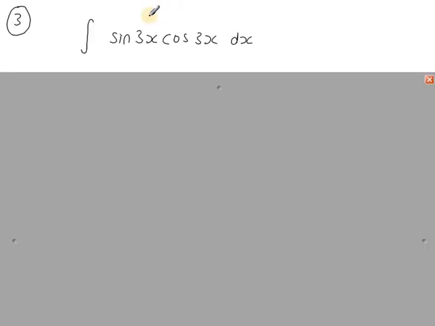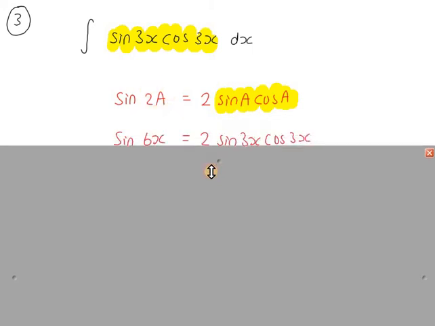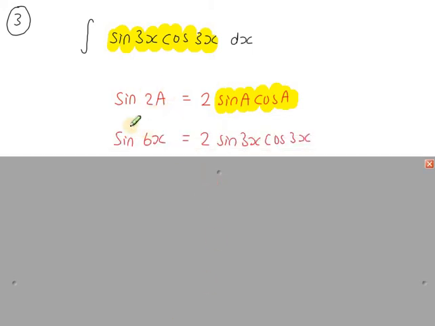Example 3. We can use a double angle formula for this one. So we know that sine 2a is 2 sine a cos a. So if we modify the angles, because what we have here is this part is actually here. So a is 3x, so 2a will be 6x, like this. And then we need to divide both sides by 2, because there isn't a 2 as a coefficient there, so that's gone. So now we can write sine 3x cos 3x as a half sine 6x, which we can easily integrate.